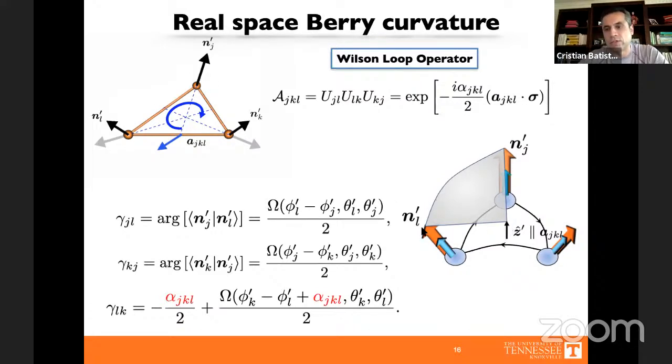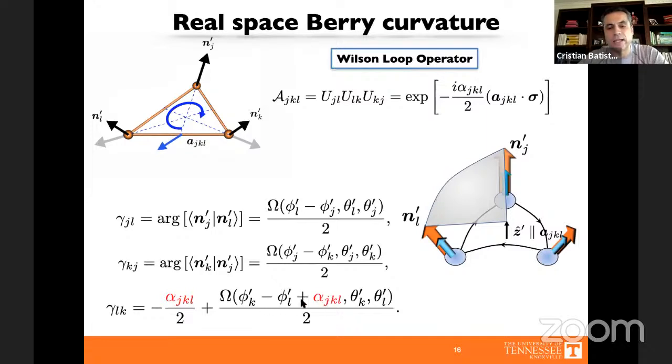I have this solid angle spanned by the quantization axis that I will choose now along the direction of the rotation axis of the Wilson loop. So it's still this solid angle. So for this bond, the same story. Again, it will be this solid angle. But only in the last bond, in this one, we have an extra contribution, that comes from the rotation angle of the Wilson loop operator. So this alpha JKL appears here, alpha JKL over 2.